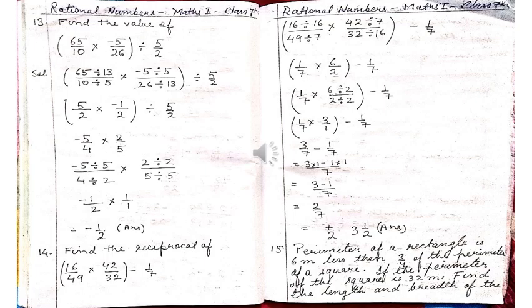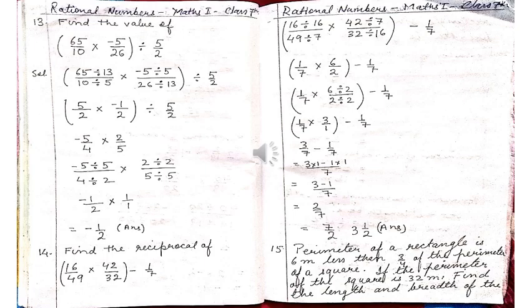Clear? Now we have to take the reciprocal of this number, so we have to flip it. After flipping it, the denominator will turn into numerator and the numerator will turn into denominator. So this 7 as a denominator turns into numerator, and 2 as a numerator turns into denominator, that is 7 upon 2, and try to change it into a mixed form. Clear? 3 1 upon 2.